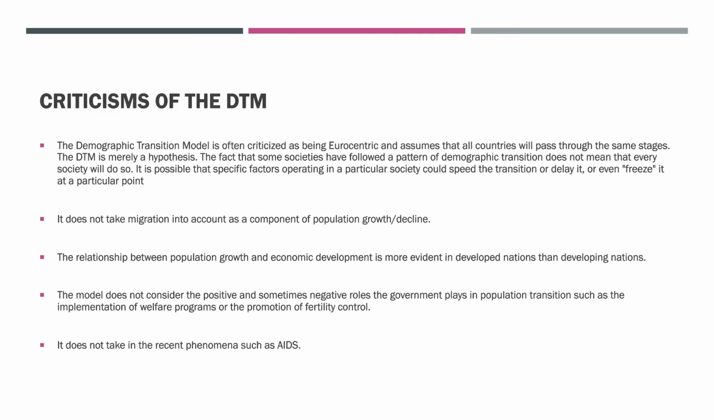It is possible that specific factors operating in a particular society could speed the transition or delay it, or even freeze at a particular point. It does not take migration into account as a component of population growth or decline. The relationship between population growth and economic development is more evident in developed nations than developing nations, right? The model does not consider the positive and sometimes negative roles the government plays in population transition, such as implementation of welfare programs or the promotion of fertility control. And it also does not take in recent phenomena such as AIDS.